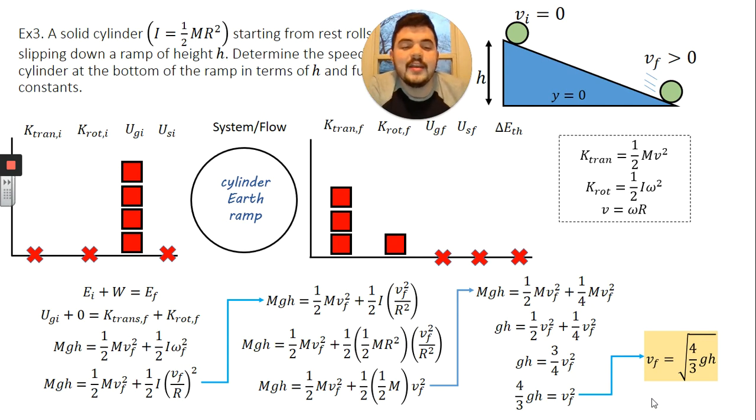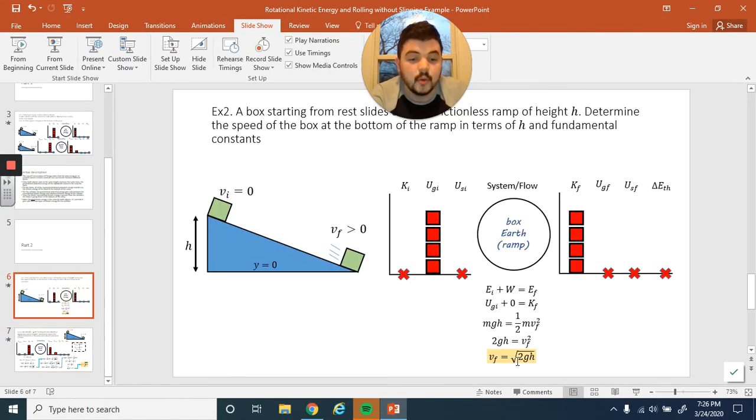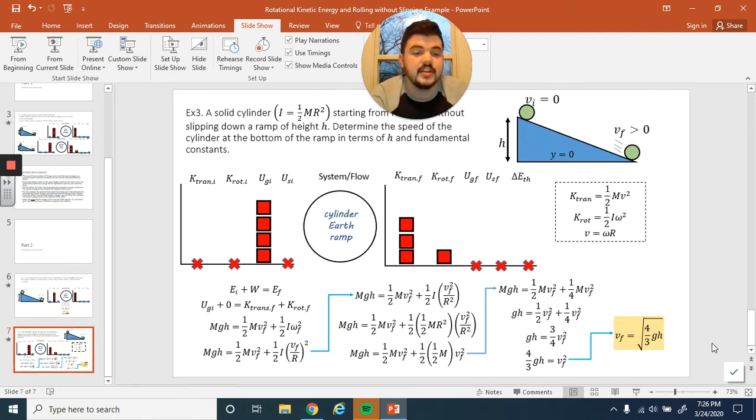And now that we've done that, I want to do a little bit of a comparison here. The speed of the cylinder is 4/3 gh underneath that square root, and the speed of the box, if we go back to the box situation, was the square root of 2 gh. So 2 gh under the square root versus 4/3 gh under the square root. So this is consistent with our conceptual understanding that the speed of the cylinder will be less than the speed of the box.